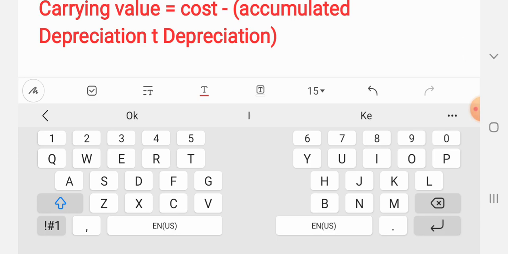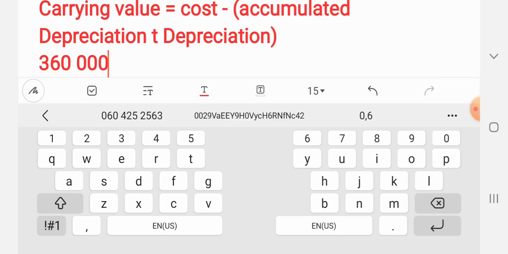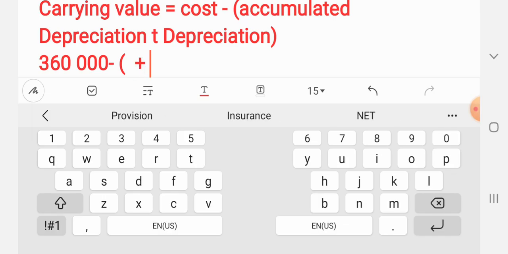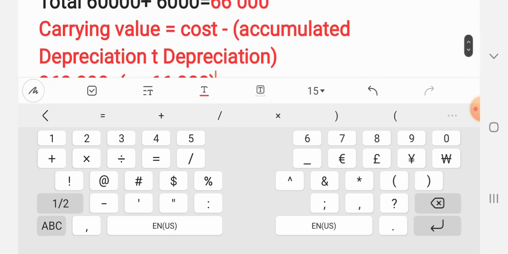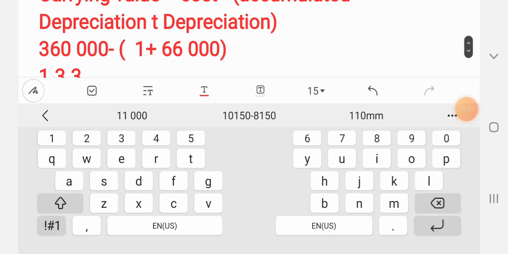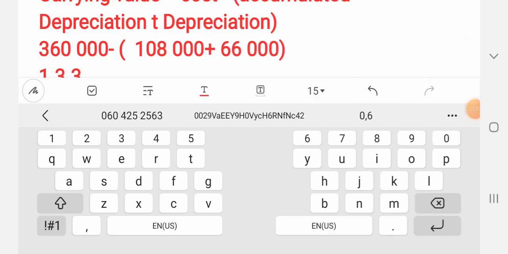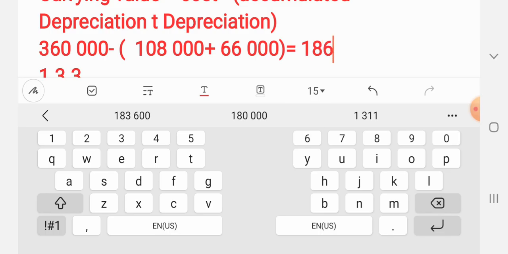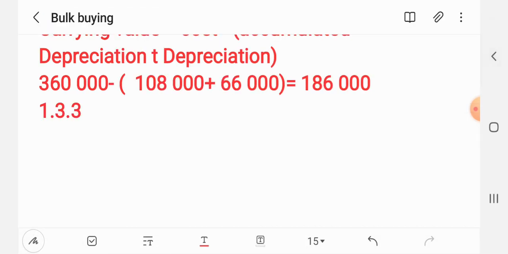So here we have 360 as the cost, and then we are going to subtract. We'll go and check what is the accumulated depreciation value, but let's just include the depreciation. 66,000 is for depreciation that we've just calculated. Accumulated depreciation on vehicle on the 1st of March 2017 is 108. So we'll put 108, and then this will give us 186,000.